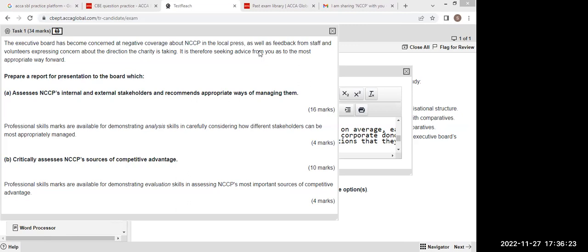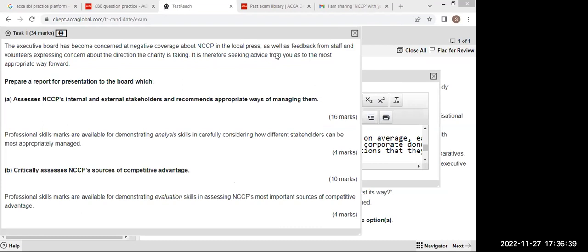Now, the most alarming part was this: critically assess the NCCP sources of competitive advantage. What do you understand by this? Please let me know. So can we write cons in this answer?